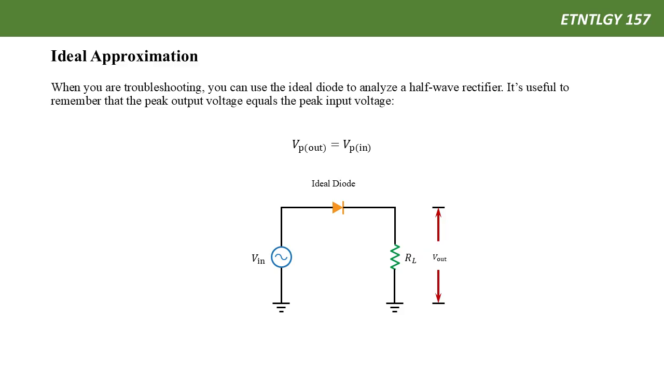When you are troubleshooting, you can use ideal diodes to analyze a half-wave rectifier. It's useful to remember that the peak output voltage equals the peak input voltage.